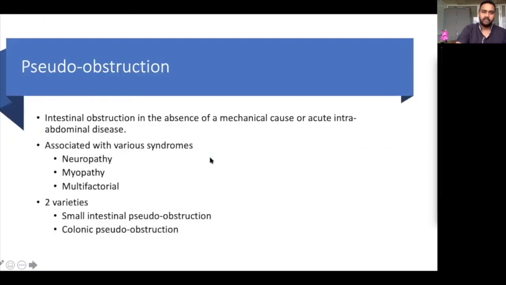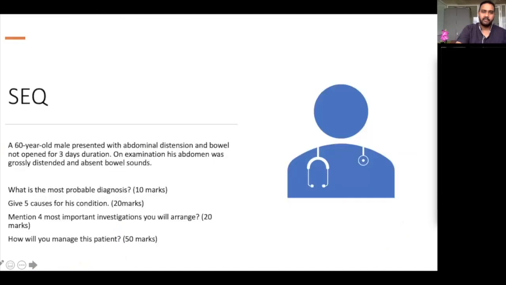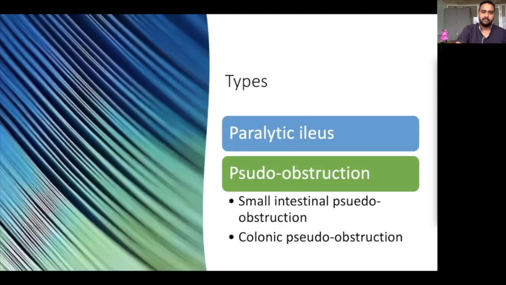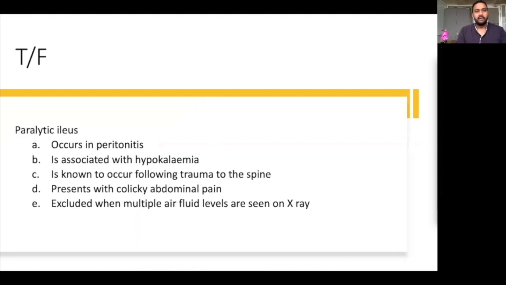We'll go for the questions again, whatever we have started with. Paralytic ileus occurs in peritonitis. Yes. So whenever there's peritonitis, always we have to check for absent bowel sounds. So paralytic ileus can be there whenever there's peritonitis. Is this associated with hypokalemia? Yes, it is one of the commonest systemic causes we have discussed. The other one is uremia.